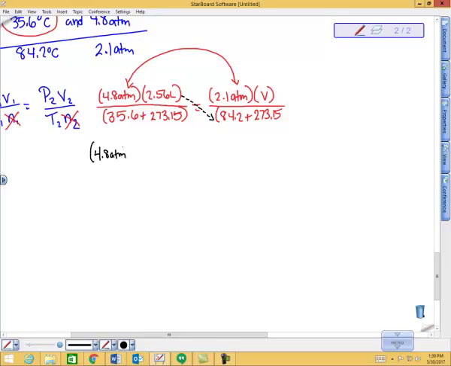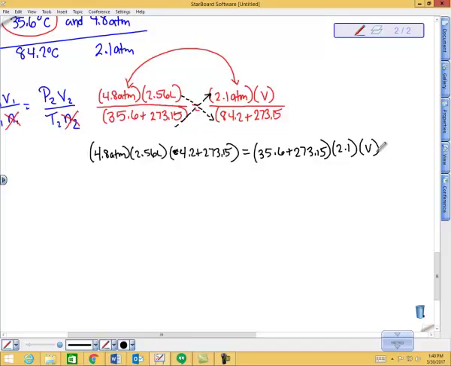4.8 atmospheres times 2.56 liters times 84.2 plus 273.15. All right, so there's all of that. Let's set that equal to, and now we're going to take the bottom and combine it with the top of the right. 35.6 plus 273.15 times 2.1, and there's our unknown V.